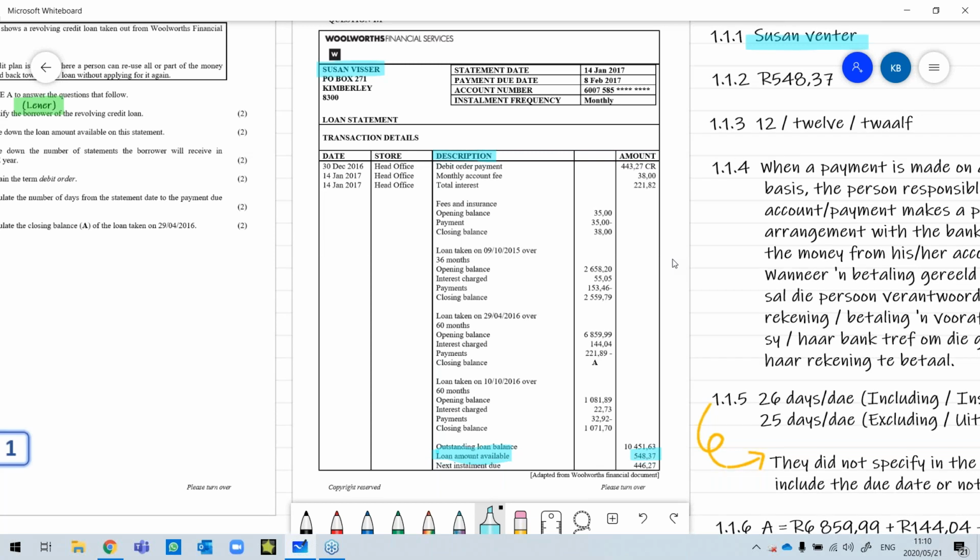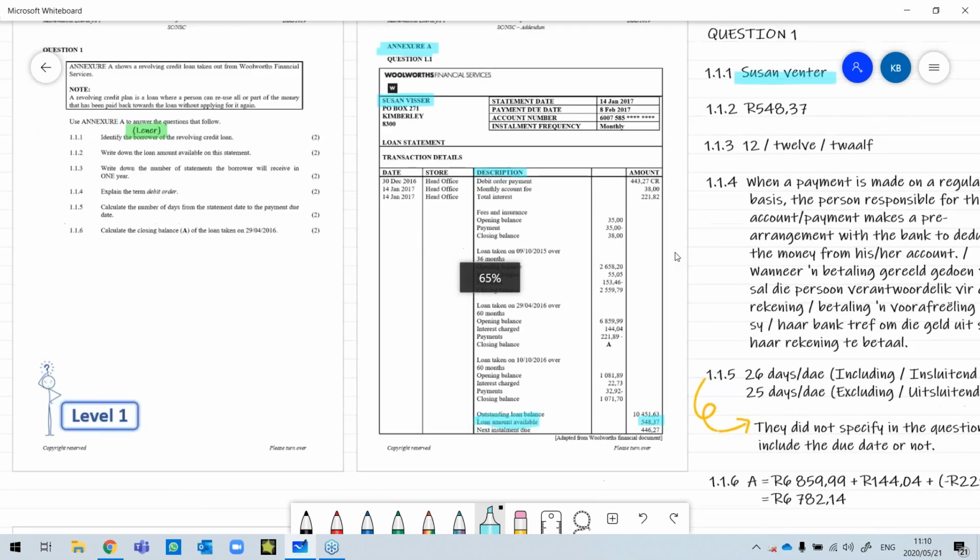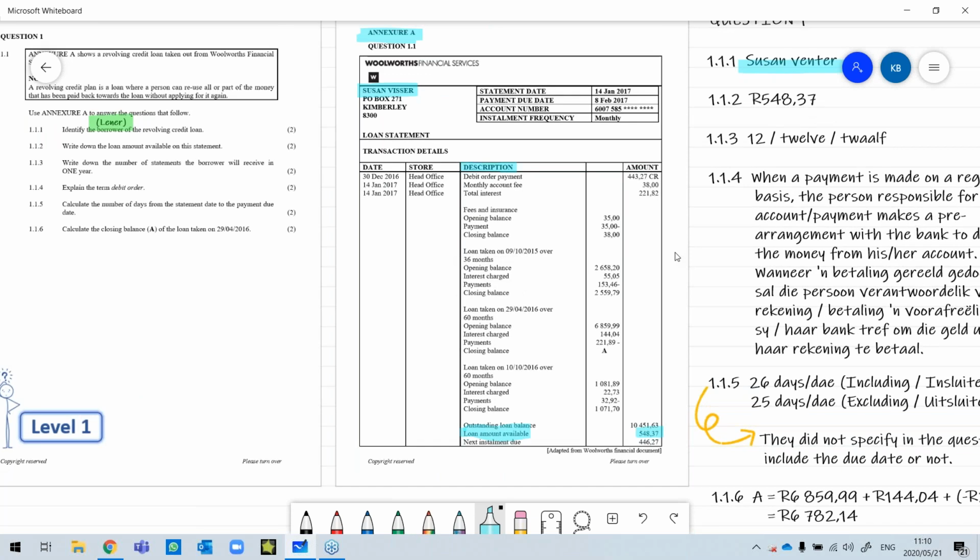Okay, so there we go, loan amount available. And our question asks, write down the loan amount available on this statement. So quite simple, 548 Rand and 30 cents is your answer.